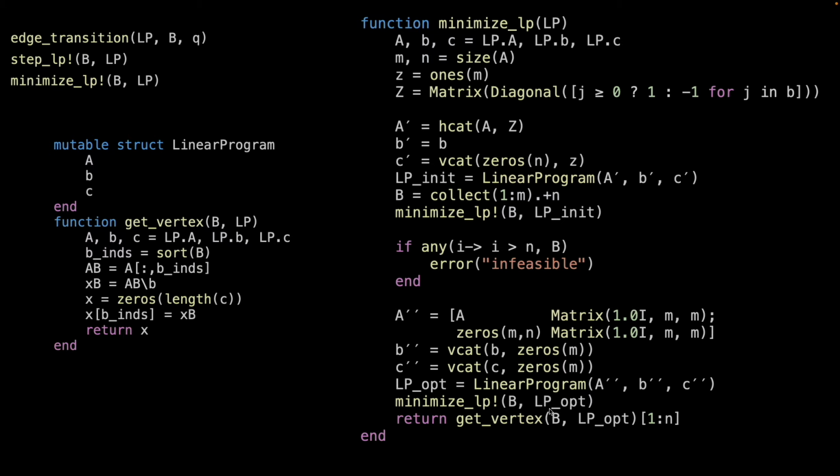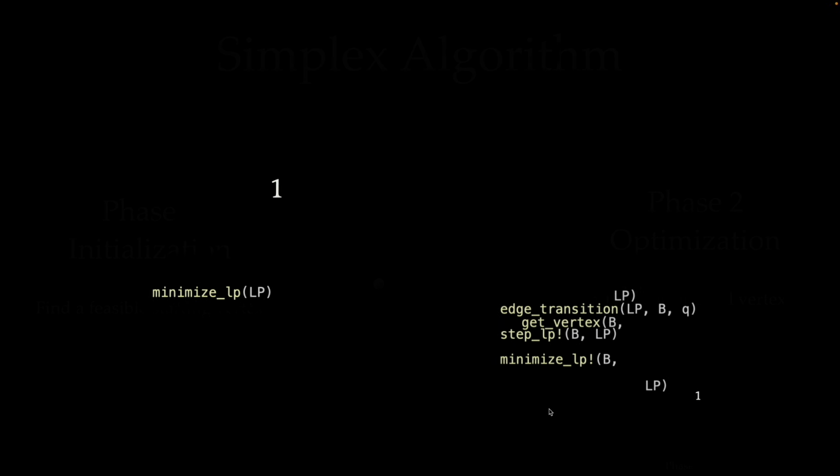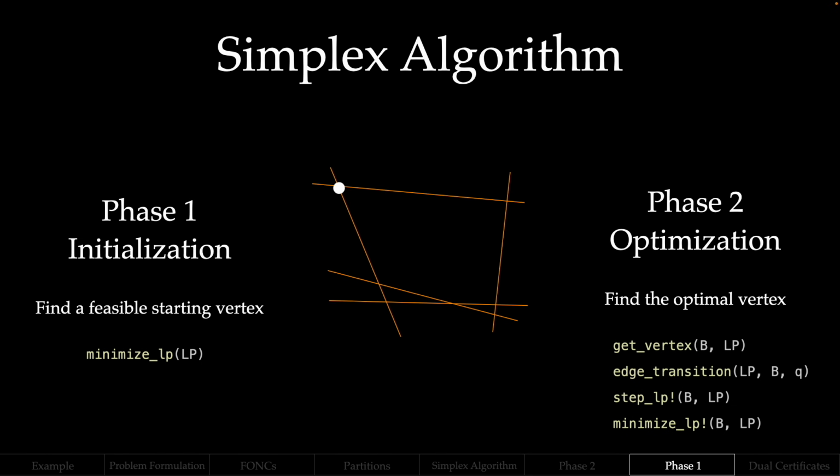So we have now fully implemented both phase 1 and phase 2 of the simplex algorithm. And all of that was in roughly a little over 100 lines of code. So again, I think that's pretty powerful that we have that much power in the simplex algorithm in that small condensed amount of code. Okay, so we saw both phase 1, the initialization, how do we find that feasible starting vertex, and then phase 2, how do we find the optimal vertex.